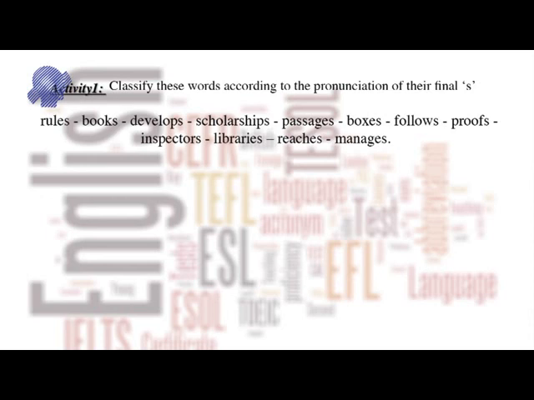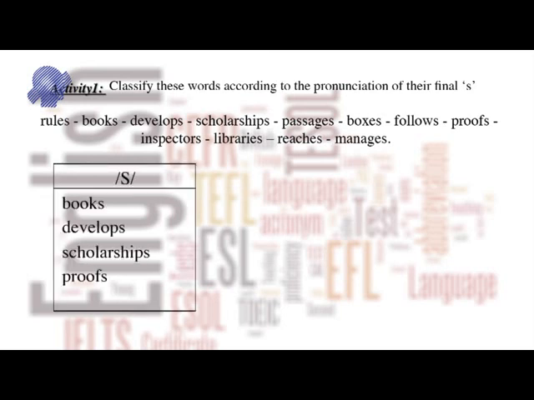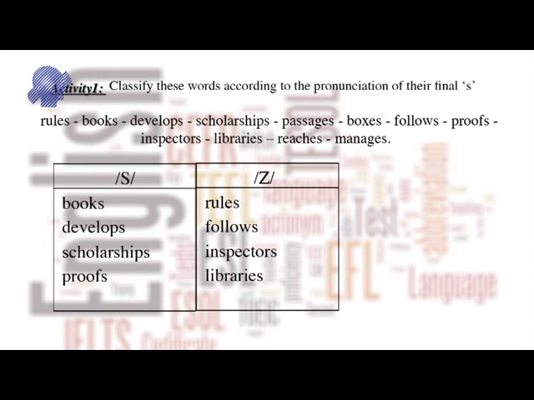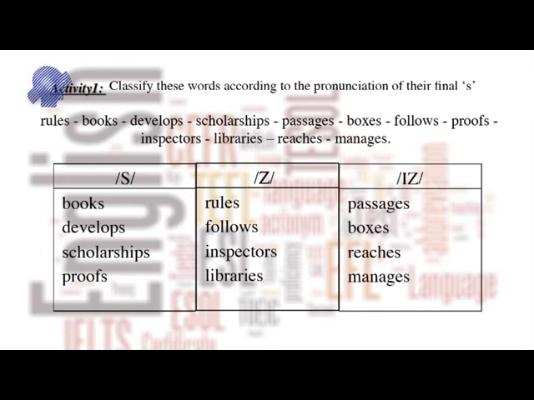The final S is heard S. All right, let's correct. The final S is heard S in books, develops, scholarships, proofs. It's heard Z in rules, follows, inspectors, and libraries. And the last one, it's heard iz in passages, boxes, reaches, and manages.